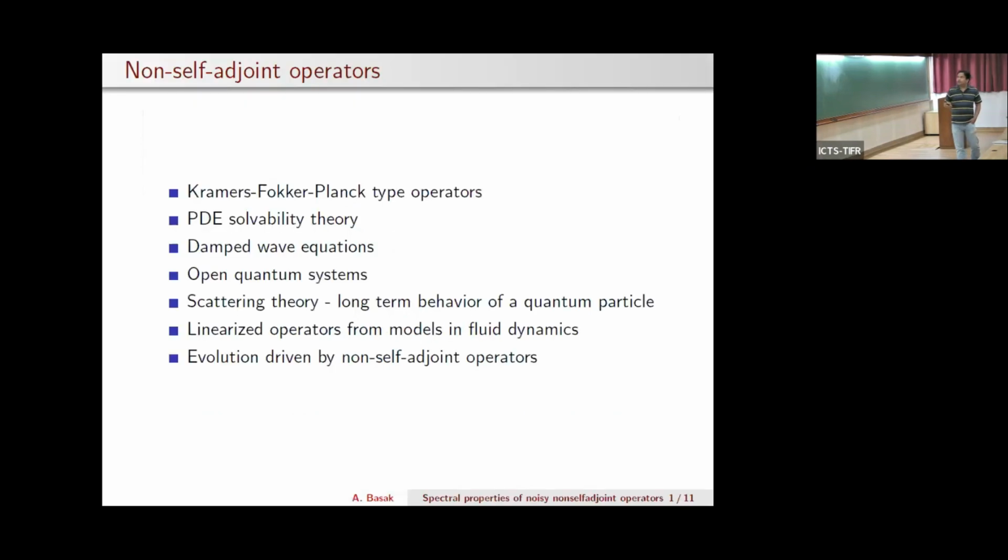First, let me briefly give you a list of examples where you see non-self-adjoint operators in different branches of science, and probably most of you know better than me how these operators appear in those areas. So I'll not go into the detail of that, but just to let you know that there are many different branches of science, and things that you do in different areas, where these non-self-adjoint operators appear naturally.